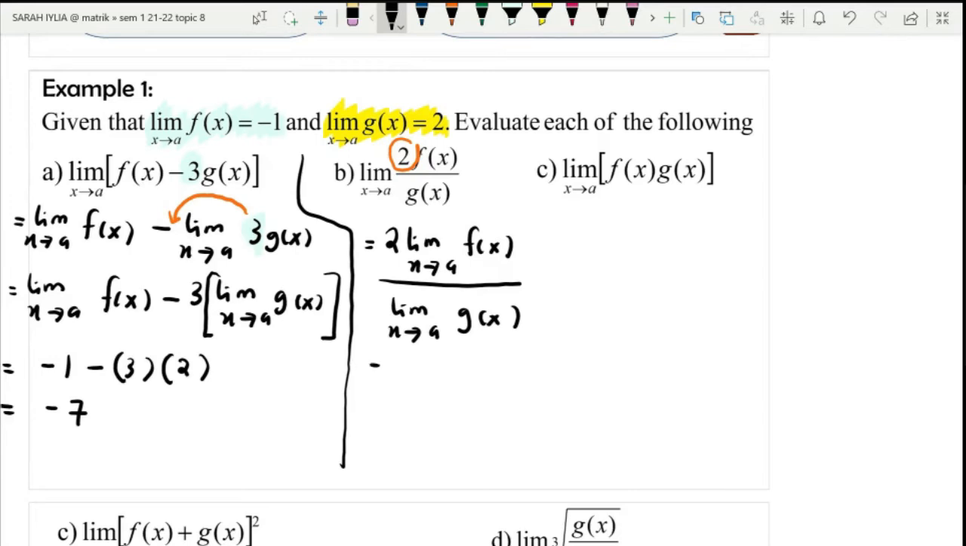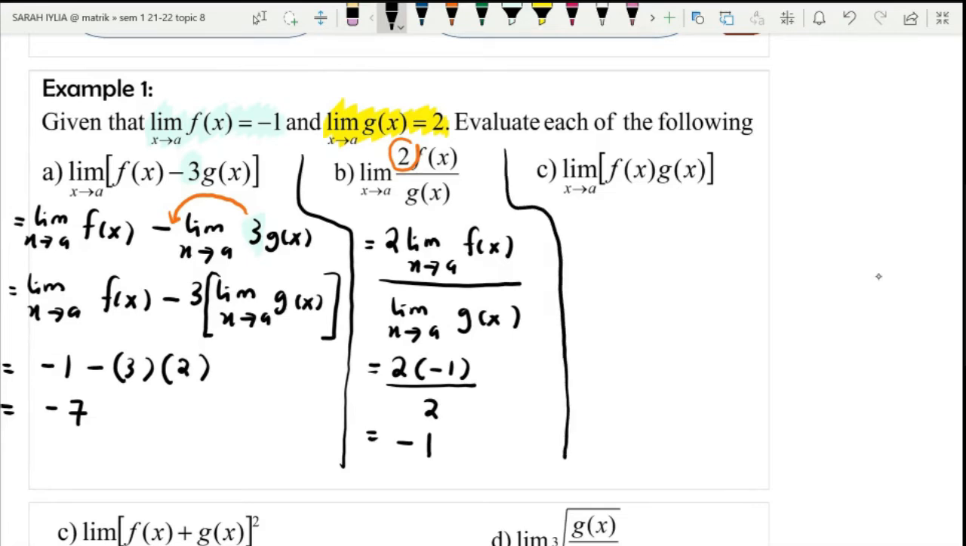Okay, now we can substitute once again. So 2, the limit of fx is negative 1, the limit of gx is 2. So our answer here is negative 1. Okay, settle for part B.